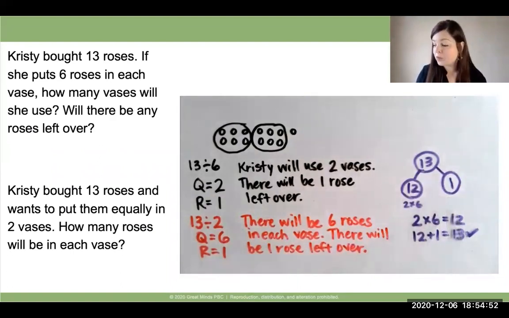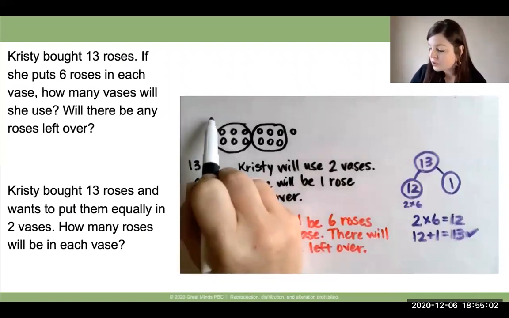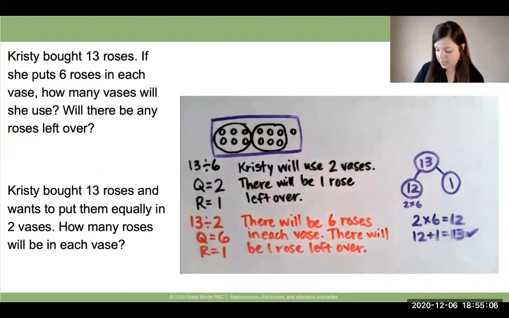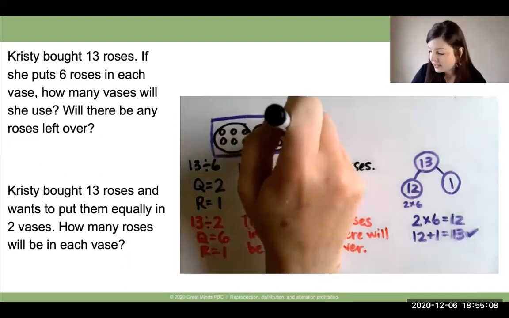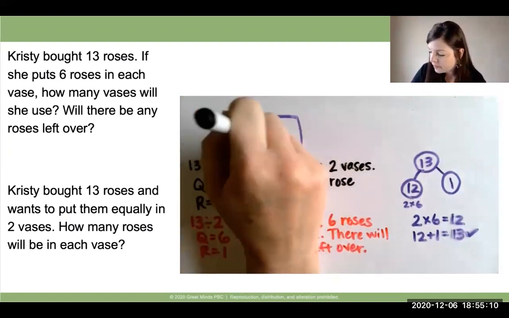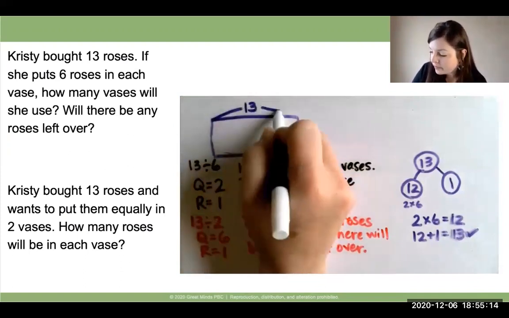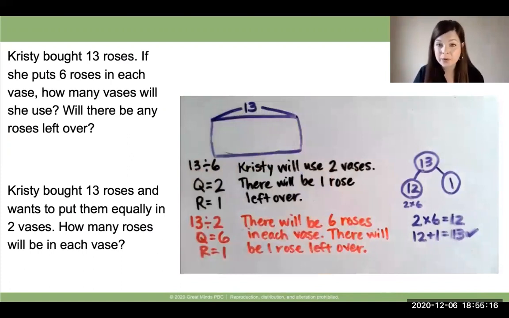Now let's turn our array into a tape diagram that shows 13 as 2 equal groups of 6 with a remainder of 1. To start, I can draw a rectangle around my array, and then I'll erase all the flowers inside and label the total as 13. Now we need to show our groups.